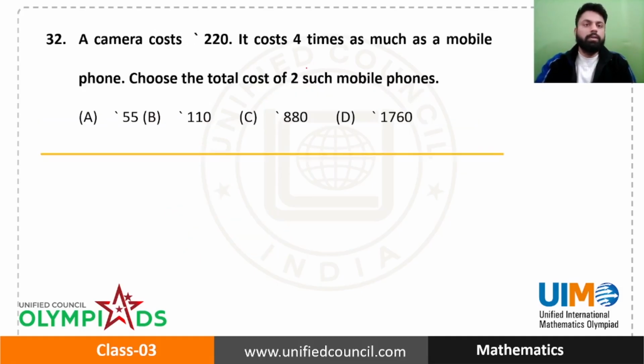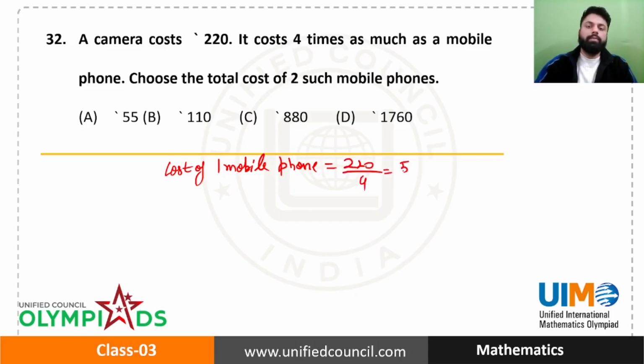Three options. A camera costs 220 rupees. If it costs 4 times as much as a mobile phone, choose the total cost of 2 such mobile phones. Cost of one mobile phone is equal to, camera cost is given, it costs 4 times as much as a mobile. So 220 upon 4, that is 55 rupees.